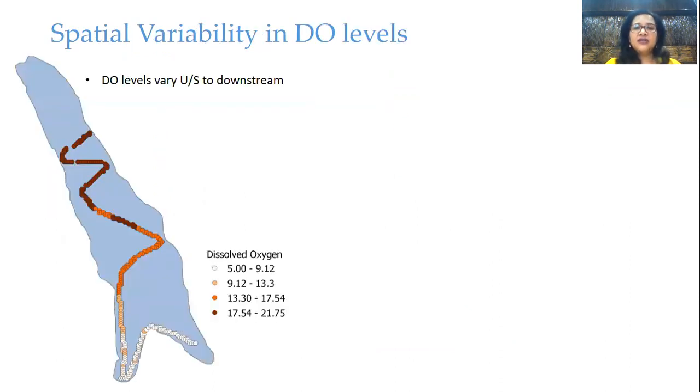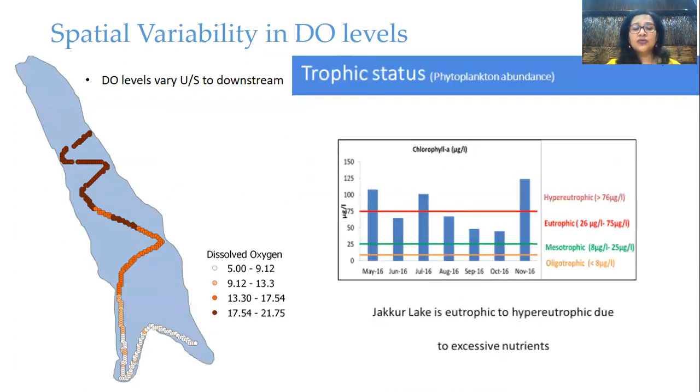Again, we looked at the spatial variability of dissolved oxygen levels, and we found that the upstream and downstream dissolved oxygen levels were very different. We also looked at the chlorophyll A levels, which gave us an idea that the lake is almost always in a hyper-eutrophic state, which means that the chlorophyll A levels are very high, leading to very high dissolved oxygen variability, which further leads to frequent fish kill events in the lake.